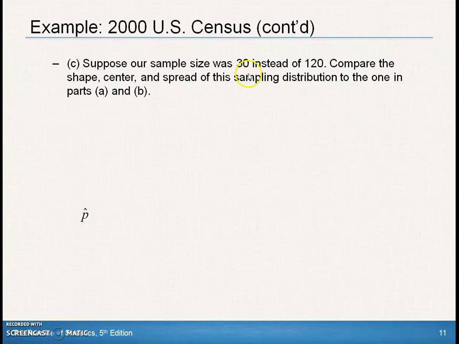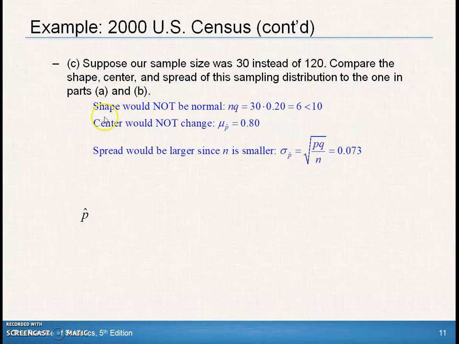Suppose our sample size was 30 instead of 120. Now compare the shape, center, and spread. The shape would not be normal because nq is 6. np is still okay: 0.8 times 30 is 24, greater than 10. The center would not change. Mu sub p cap is still 0.8. The spread would be larger, 0.073.